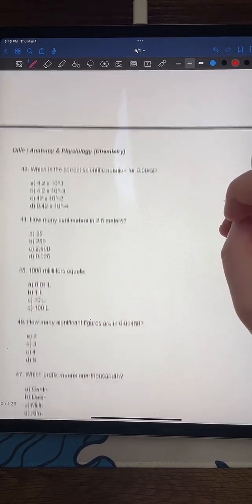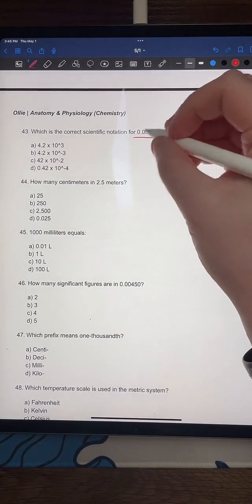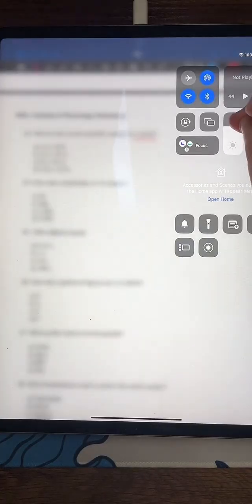All right. Moving on to 43. What is the correct scientific notation for 0.0042?